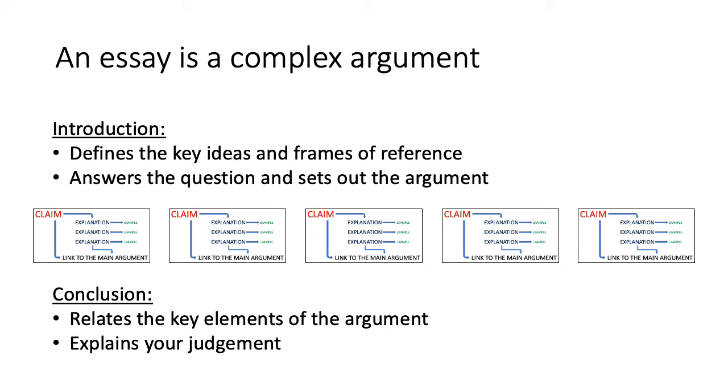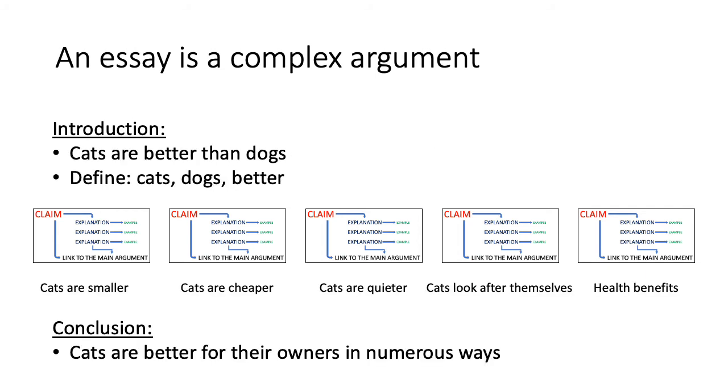An essay is a complex argument. A complex argument is a series of claims, a series of simple arguments structured logically together. So this is a kind of a map for your essay: an introduction, 5 main claims, and a conclusion. Let me give you an example. So my complex argument is that cats are better than dogs.